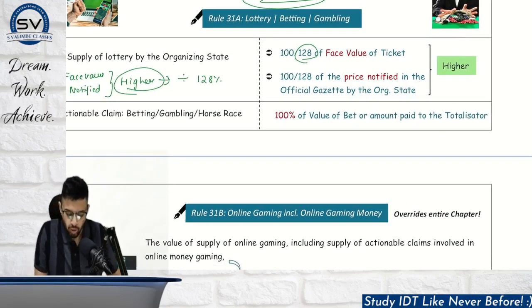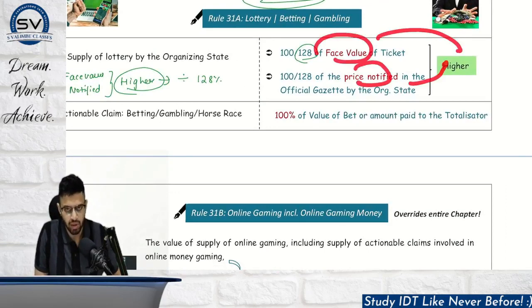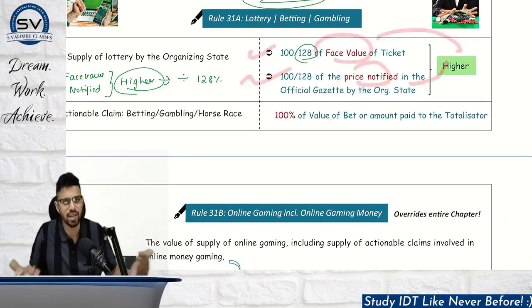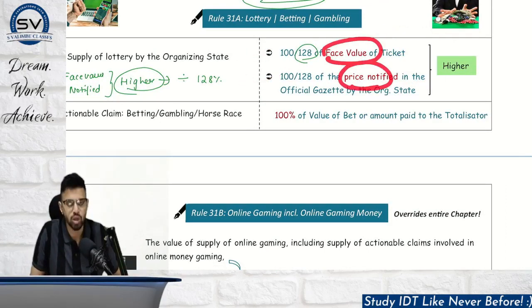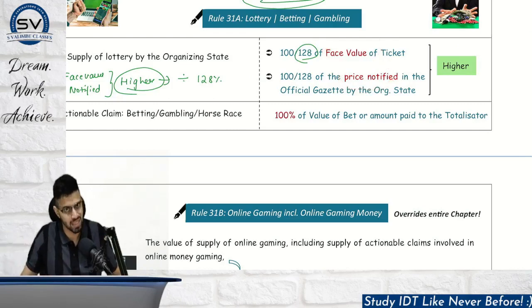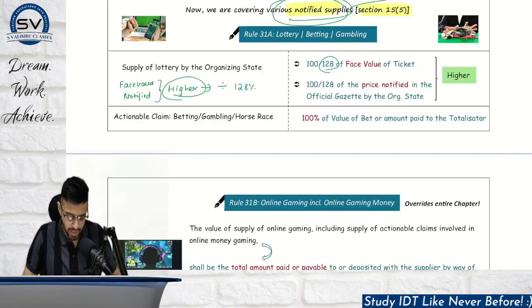So out of face value and notified price, pick the higher one. In the exam, you can show separately, but in essence, we are picking the higher of both and we are assuming that to be inclusive of GST. So we are dividing by 128%. Clear? Okay. Let's see next.